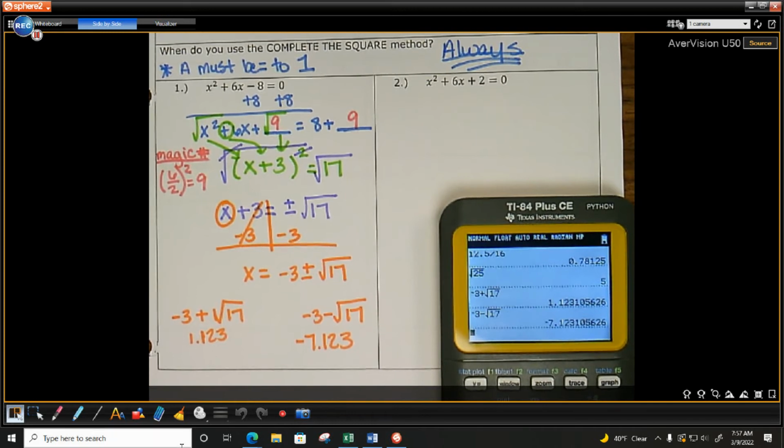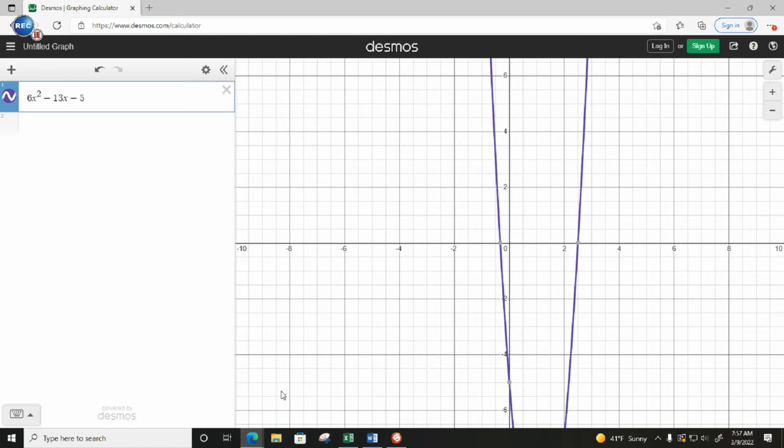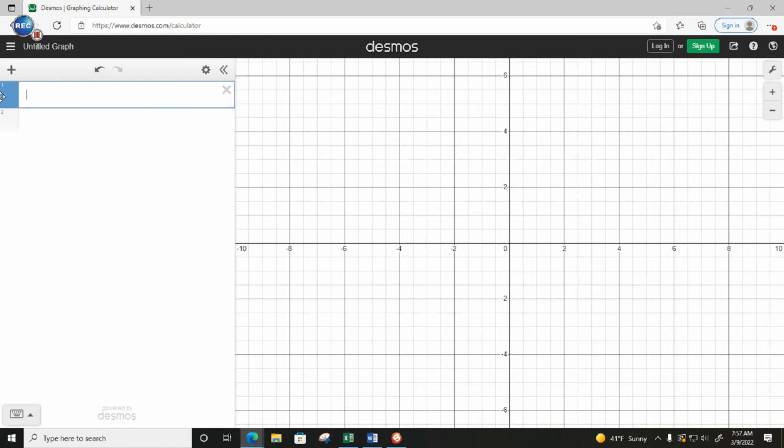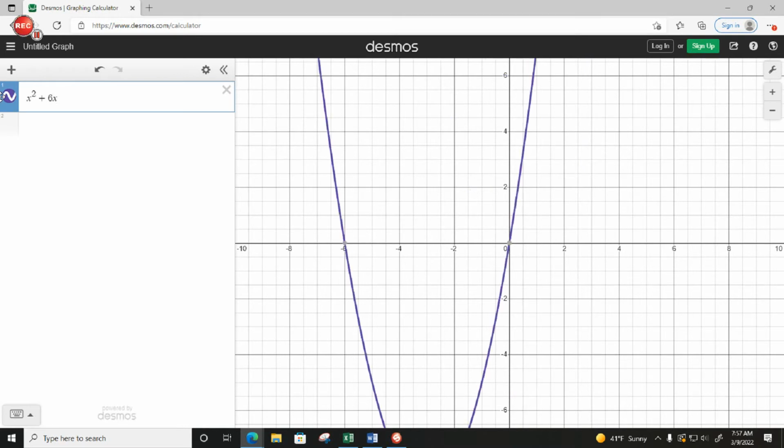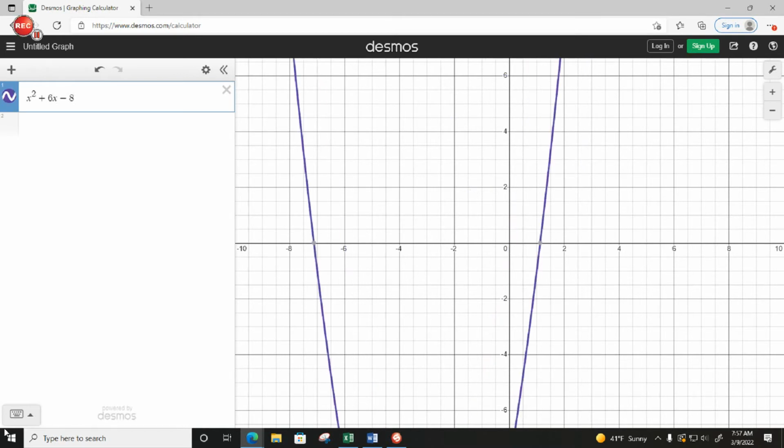Okay, so do y'all remember last class me showing you Desmos? And we said Desmos is way easier, right? So I'm going to type it into Desmos. X squared plus 6x minus 8. Okay? So I put my function right here.